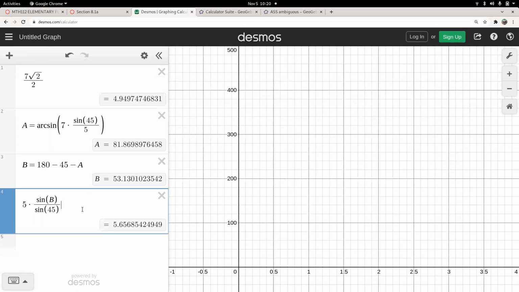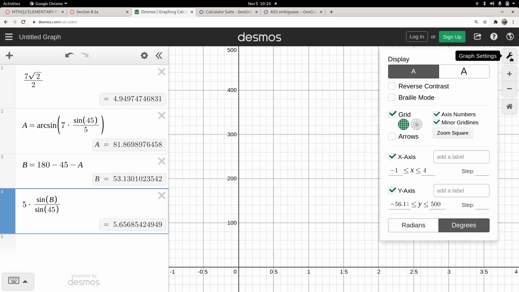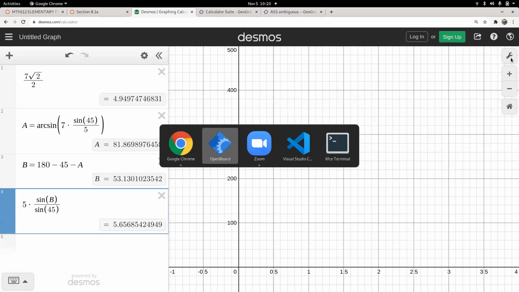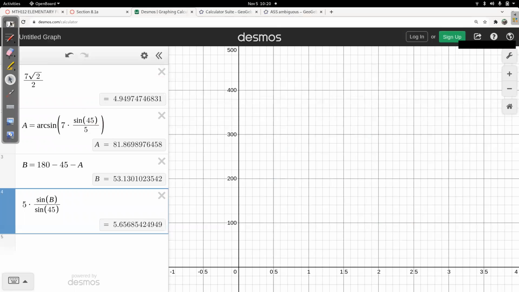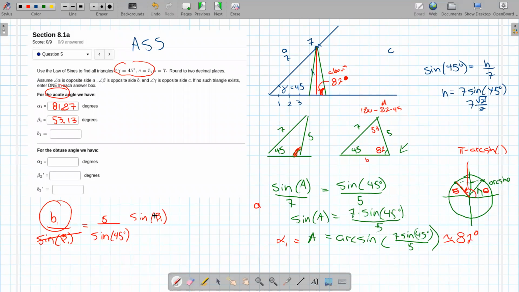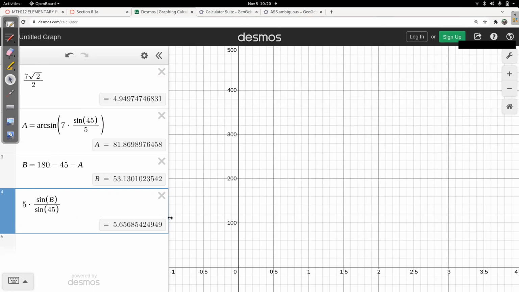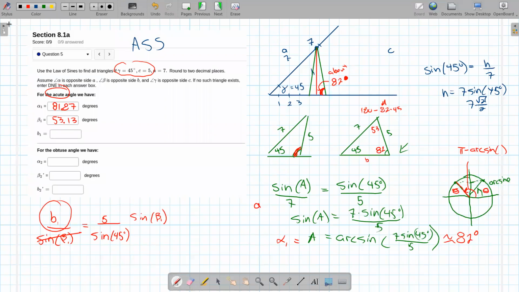Let's double check that I typed it right and I have the right mode. Right mode, yep. And did I type it right? 5 sine of beta or B over 45, yep, did. And so I get, to 2 decimal places, 5.67. So that's this one right here.